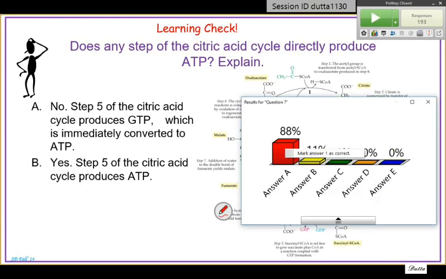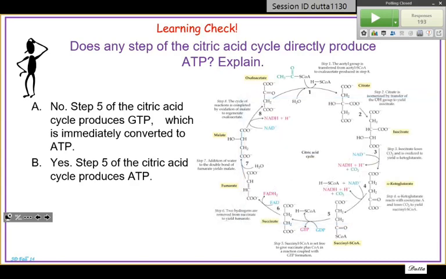Most of you answered A, and that is correct. So step 5 produces GTP, which is not ATP, but the energy content is the same. The GTP is going to transfer a phosphate to ADP, which will be converted to ATP. That can be reused. So energy production is there, but no, there is no direct ATP formation here.